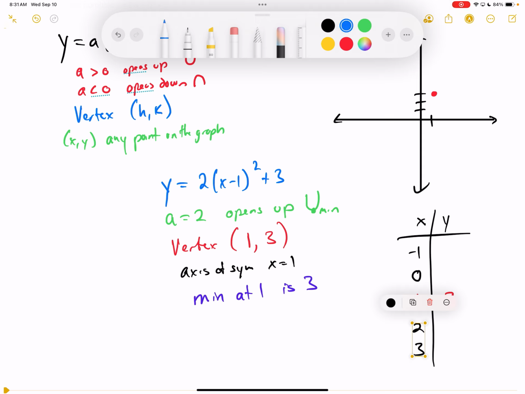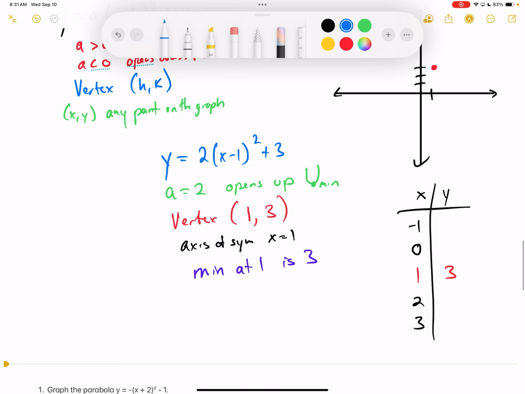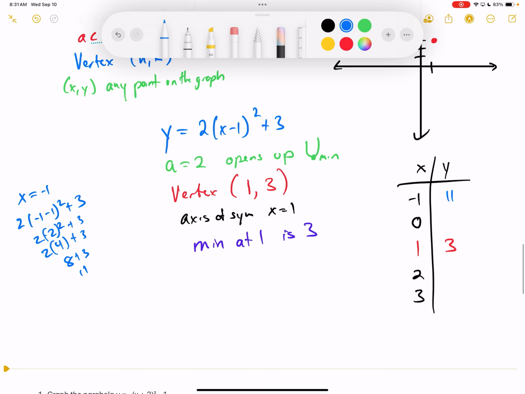Okay, so now to plug these in. Again, I'm trying to make everything as easy as possible for you. I'm going to plug in x equals negative 1. So 2 times (negative 1 minus 1) squared plus 3 would be negative 2 squared, which is 4, times 2 would be 8, plus 3 is 11. So that one's 11. Then I'm going to plug in 0. 2 times (0 minus 1) squared plus 3. Negative 1 squared times 2 plus 3 would be 2 times 1 plus 3. That would be 5. Okay.